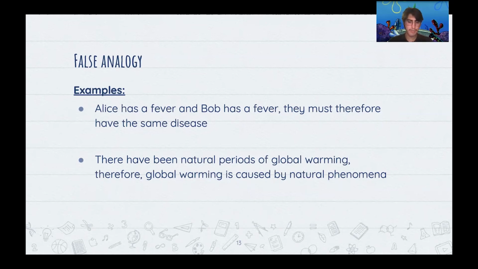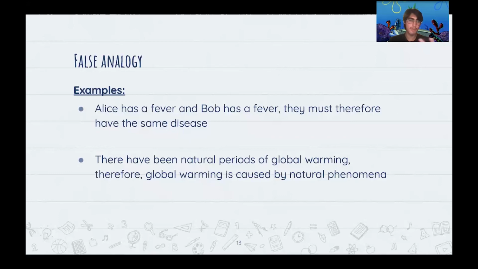Because they have a common point, right? Alice and Bob have a fever. This person is equating that to, oh, well, they must have the same underlying condition. This is very dangerous when it comes to talking about important things like global warming, like in the next example, which says there have been natural periods of global warming, therefore global warming is caused by natural phenomena.